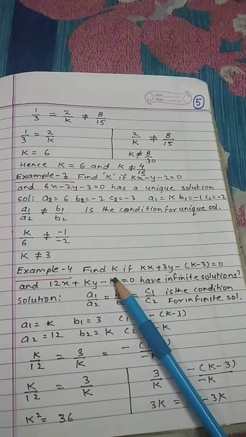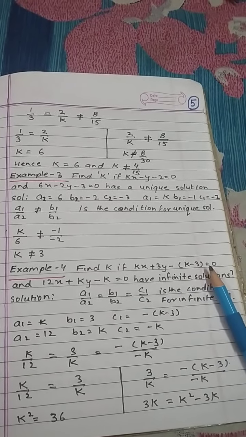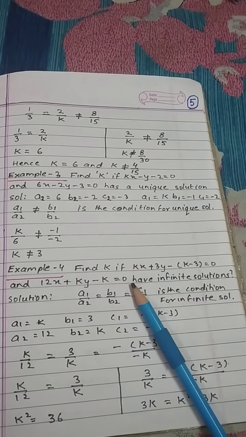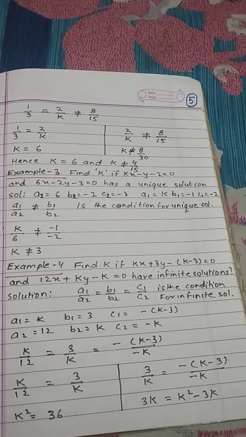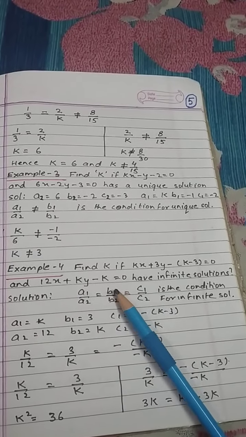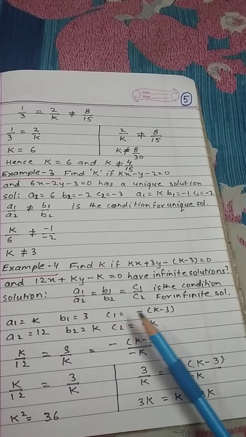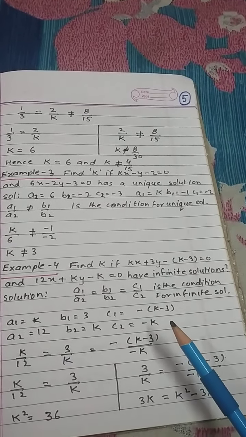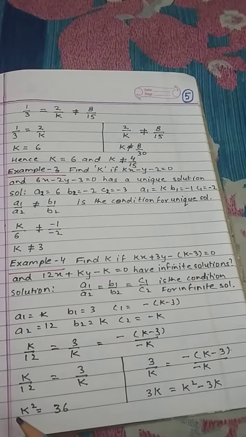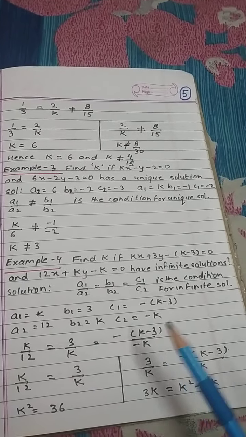Example 4. Find k if kx plus 3y minus k minus 3 equals to 0 and 2x plus ky minus k equal to 0 have infinite solutions. You can see the condition for infinite solutions is a1 over a2, b1 over b2, c1 over c2. We know the values of a1, a2, b1, b2, c1, c2. Equate the values in this condition. Consider the left side and right side: first two ratios, then second and third ratios.